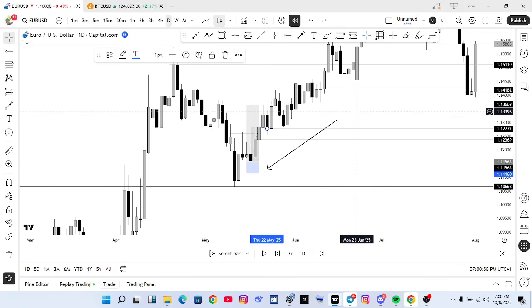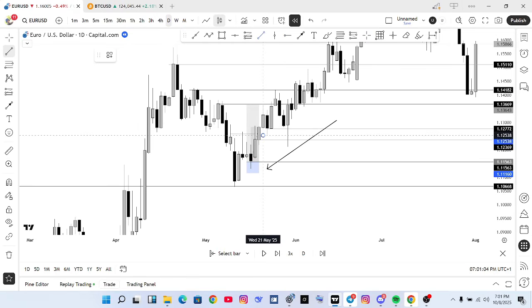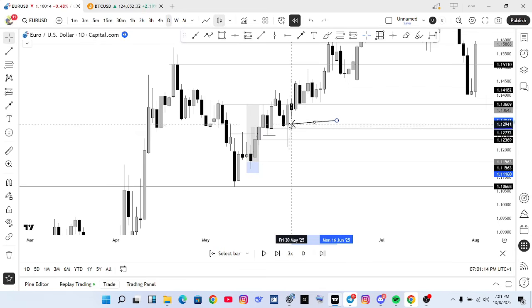But as a smart money trader, you know that price will sweep this low as liquidity. Price needs more liquidity to continue buying. So you know that price is going to sweep this low. You see that the market came down like this, swept this low, and tapped to this place.